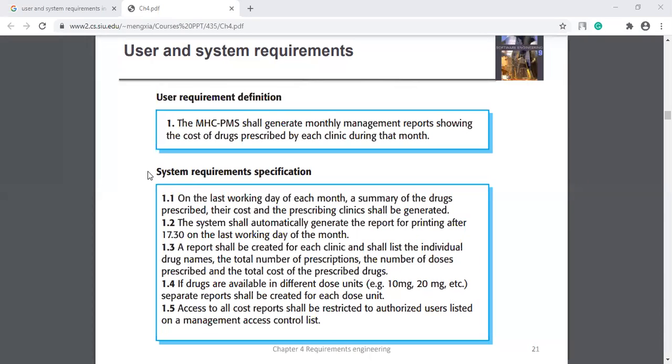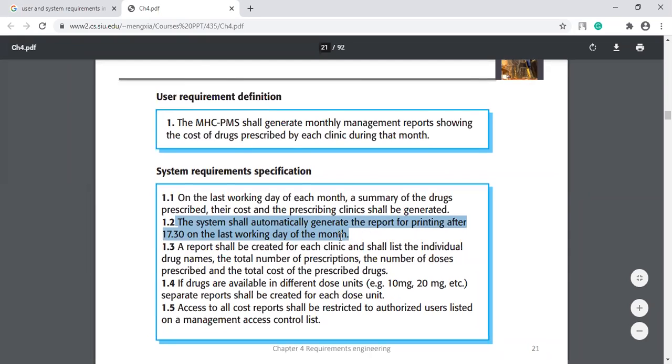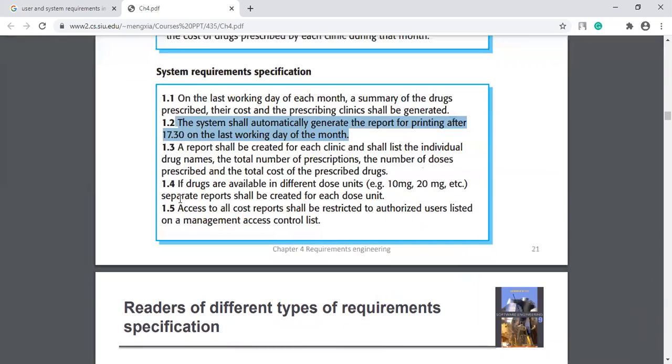What about your system requirements? Let me tell you that. On the last working day of each month, a summary of the drugs, their cost and clinics shall be generated. At every month end, the person who is handling this software will update the details of how many medicines are prescribed and their cost. Then automatically the report is generated at 5:30 on the last working day of the month.